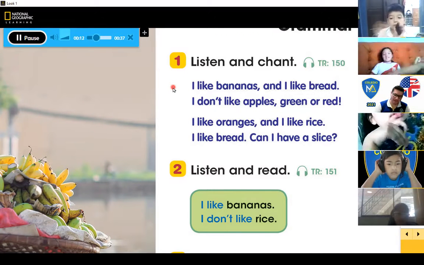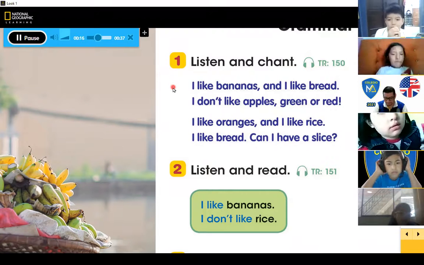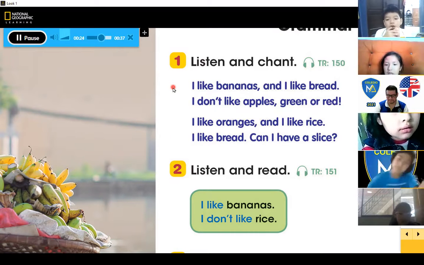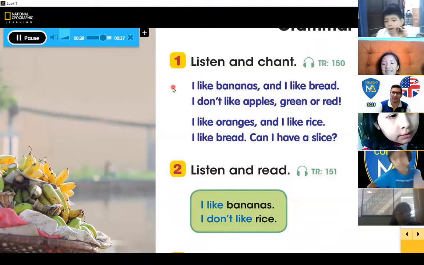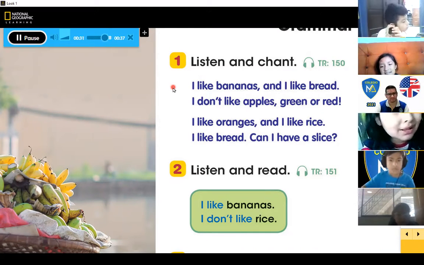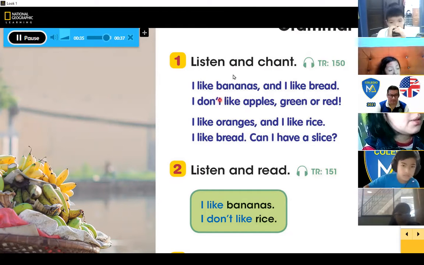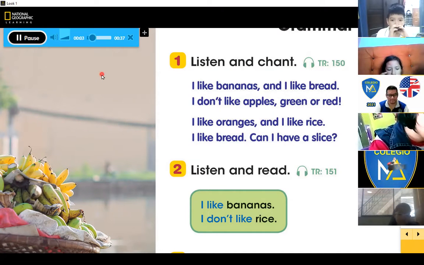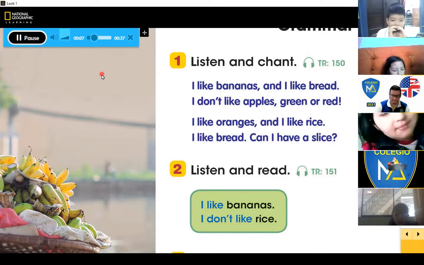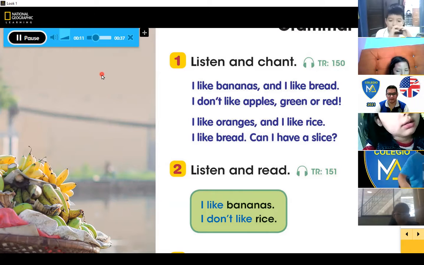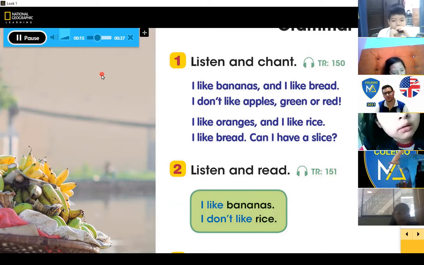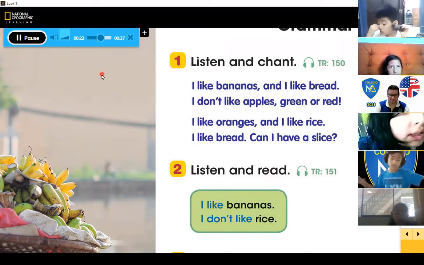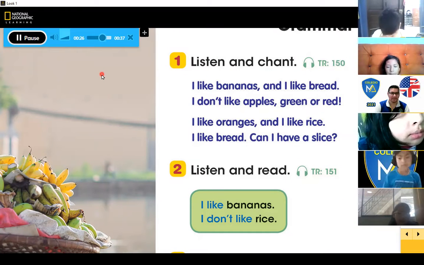And I like bread. I don't like apples, green or red. I like oranges and I like rice. I like bread. Can I have a slice? One more time, pay attention. I like bananas and I like bread. I don't like apples, green or red. I like oranges and I like rice. I like bread. Can I have a slice?